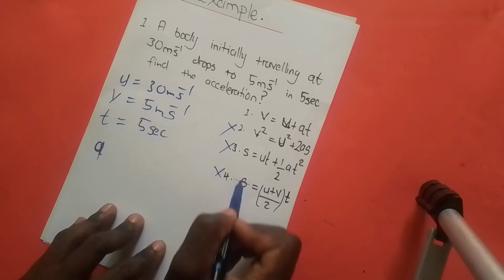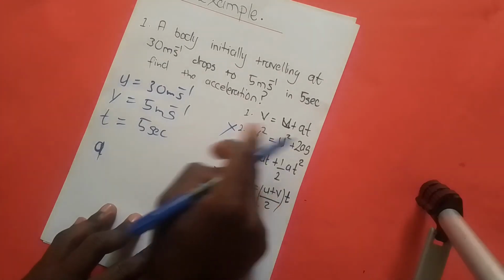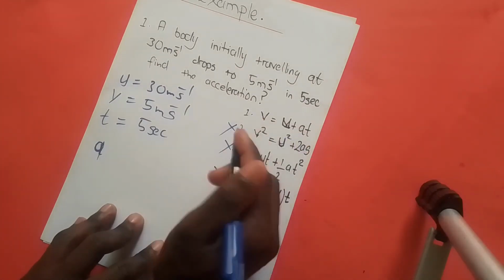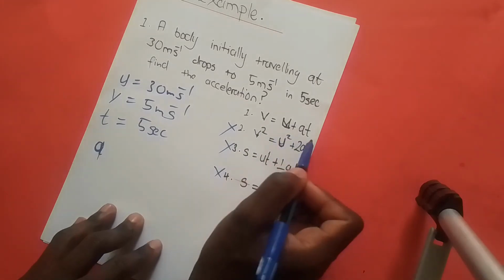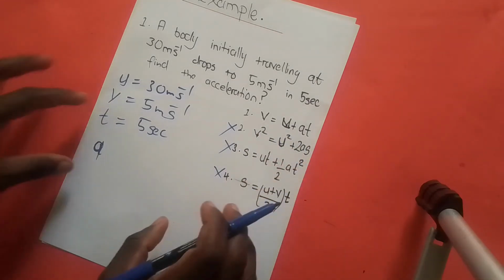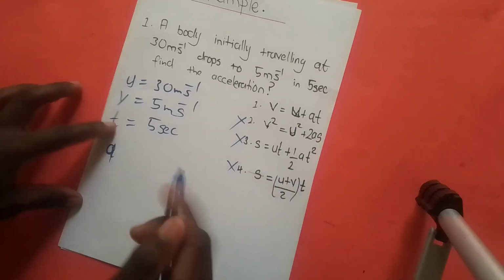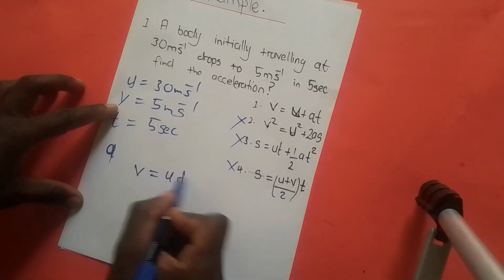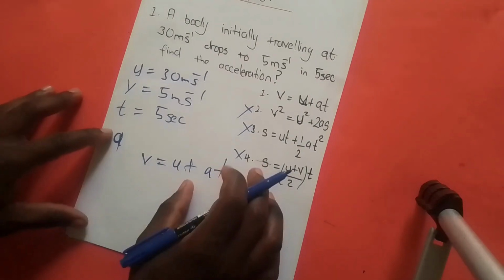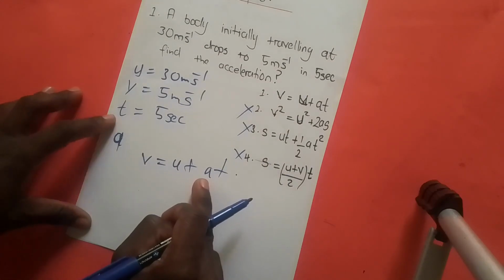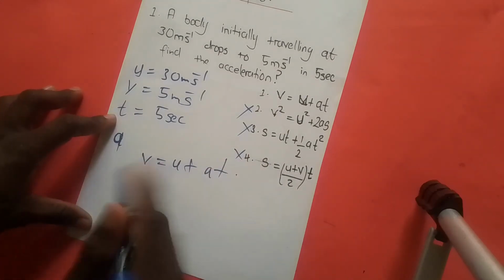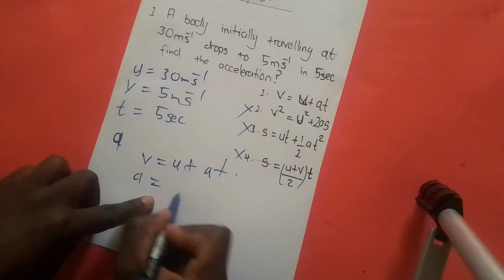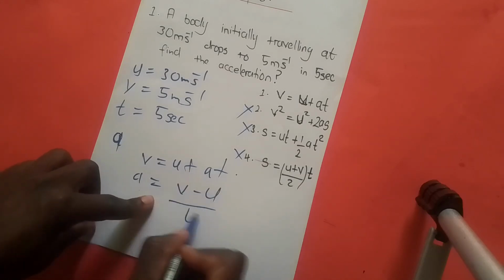So the only equation we're going to use is the first equation. The first equation says that v is equal to u plus at, and we want to find a, which is the acceleration. So the first equation of motion is v equals u plus at, of which we want to find the acceleration a. If we make a the subject of the formula, a will be equal to v minus u over t.